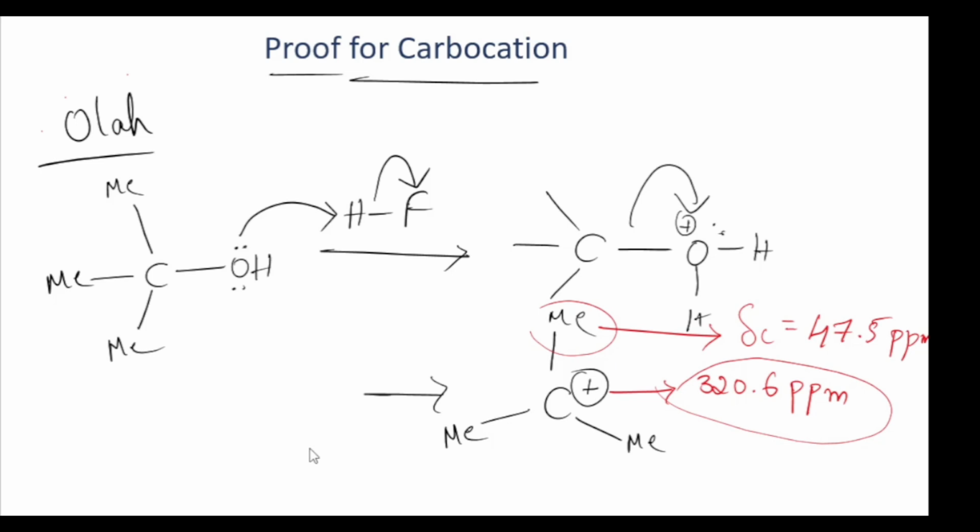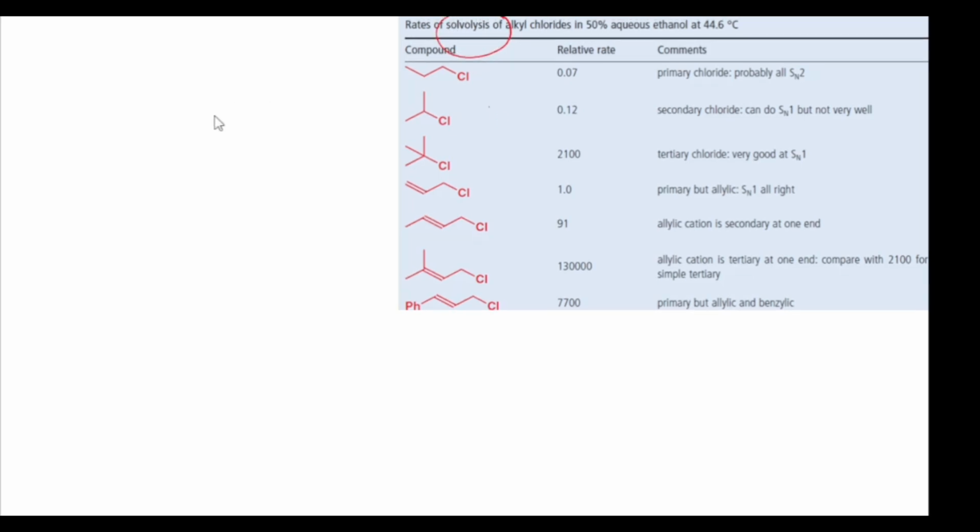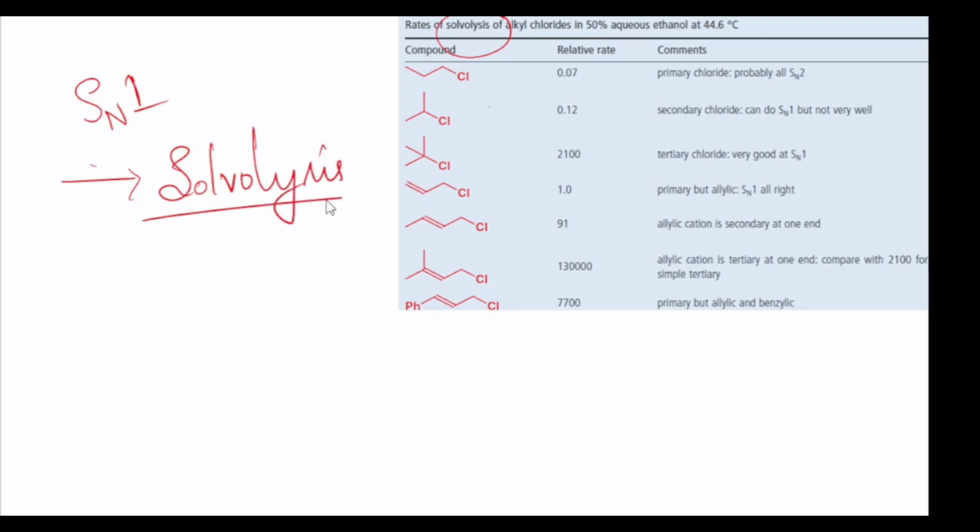Now we'll see about rates of solvolysis of alkyl chlorides in 50% aqueous ethanol. Here we just used one term, solvolysis. Solvolysis is nothing but an SN1 reaction. What substitution is happening over here? We can simply call it solvolysis. Solvolysis means the breakage of a bond by the solvent molecule.